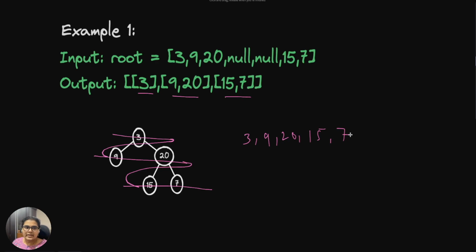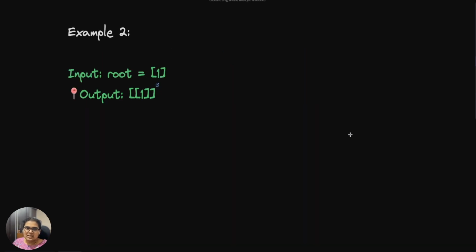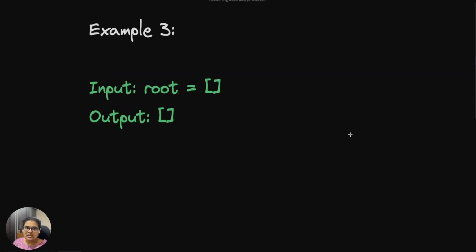Okay, let's look at another example. Here, if the tree has only one node, obviously you will return only that, but it should be a list of lists. And if the tree is empty, your output is empty. Okay, so let's look at the algorithm with an example. Let's use the same example that is given.